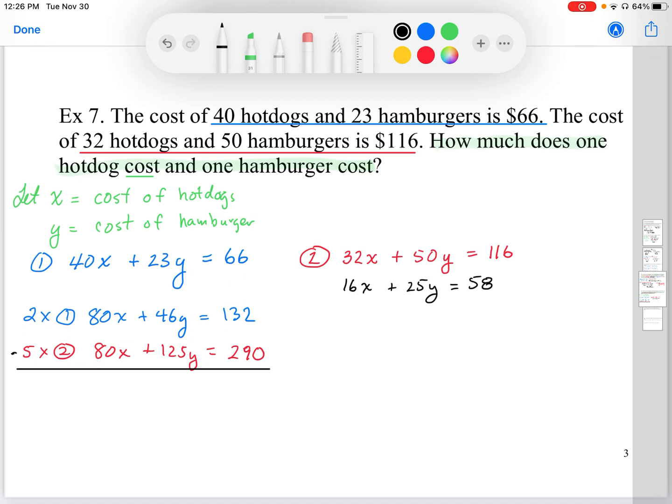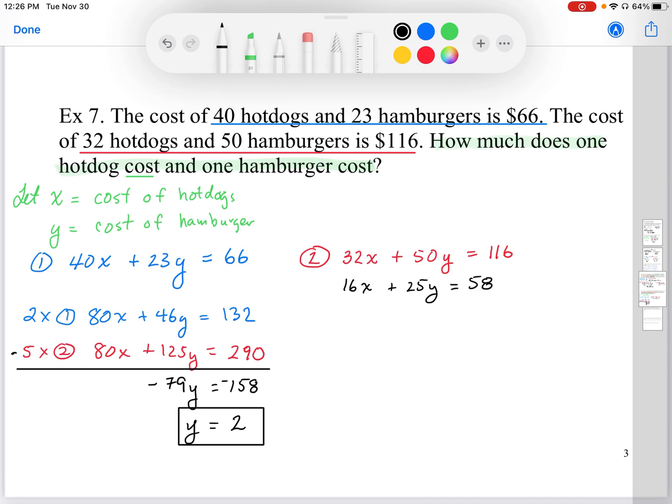I'm going to subtract the red from the blue. So in this case, I'm going to end up with negative 79y, because 46 minus 125 is negative 79y. And when I subtract these, I'm going to end up with negative 158. So then solving for y, the cost of each hamburger is going to be negative divided by negative, which is positive. So the cost for each hamburger is going to be $2.